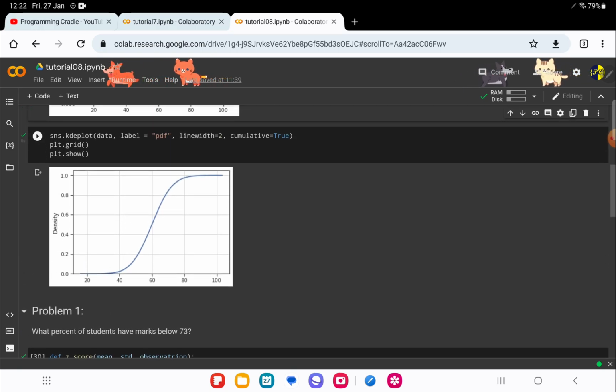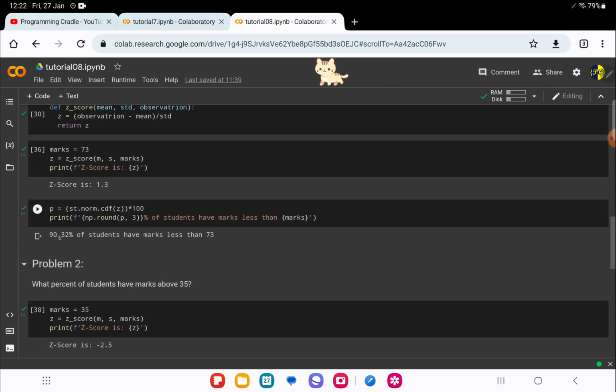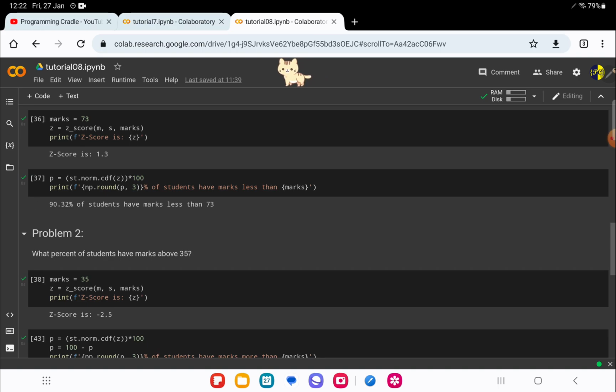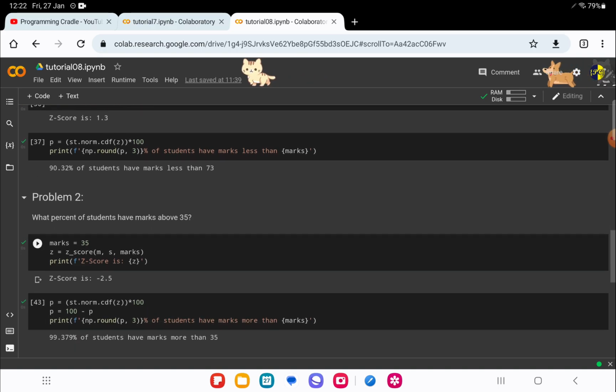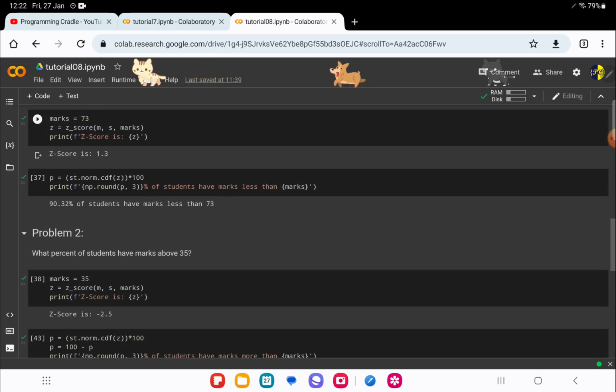So I did exactly what I showed you just now. I put in 73, it went to our CDF line intersection and it took the projection on the y-axis and it is displaying 90.32. Now we want to see for a negative z-score value. Here you can see that we got a z-score of 1.3.